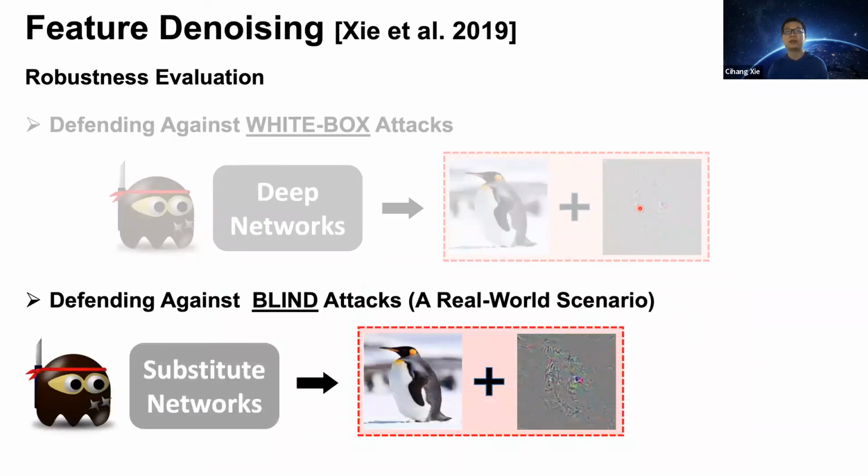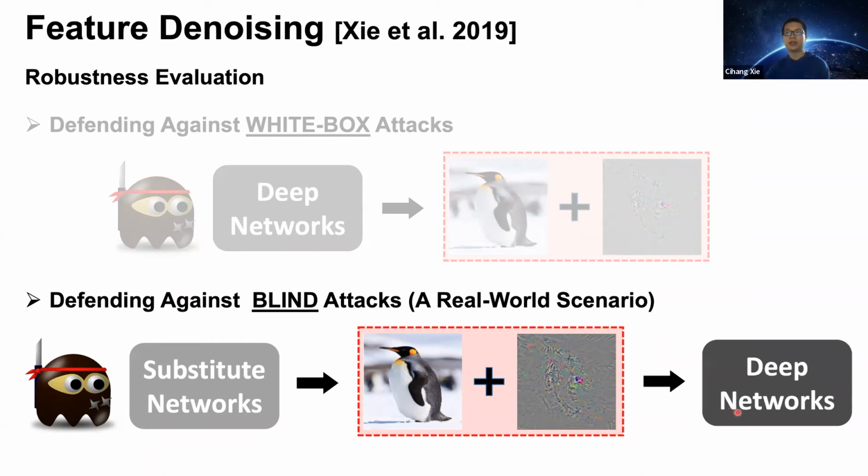And also we consider blind attacks, which are a more real-world scenario. That means instead of directly manipulating your network, the attacker can only access a substitute network. Because adversarial images have the transfer property, that means an adversarial example generated from one network can also, with a certain chance, successfully attack other networks. So the attacker just uses a substitute network, does the white box attack there to generate the adversary examples, and sends these adversary examples to our target to fool the system.